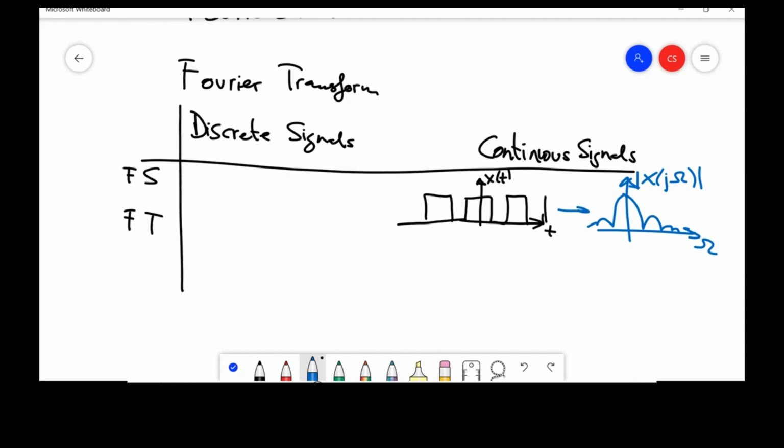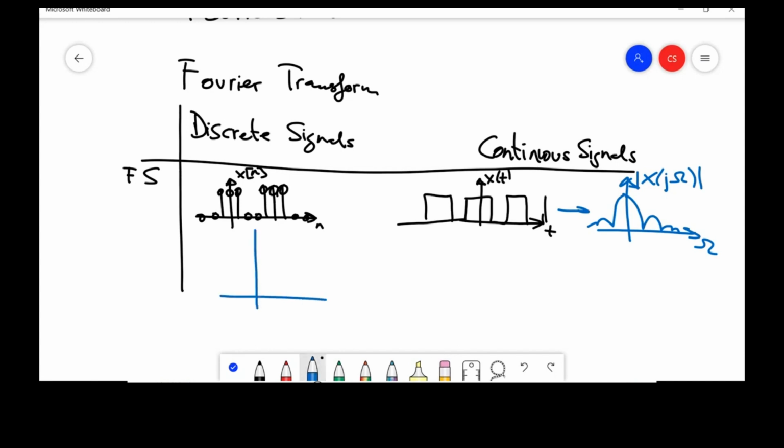Okay, then for discrete signals, the equivalent is this thing. We have this axis, now it is called n. This is x of n. And now we have this kind of signals that are periodic. And another Fourier transform. I'm running out of space. Let me erase this. I will put the Fourier transform below.